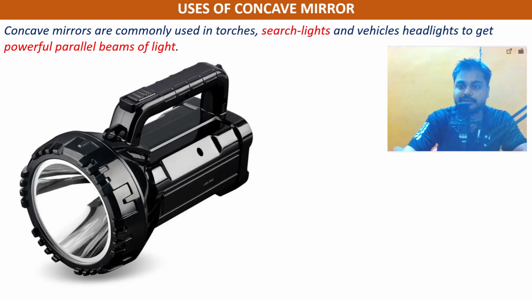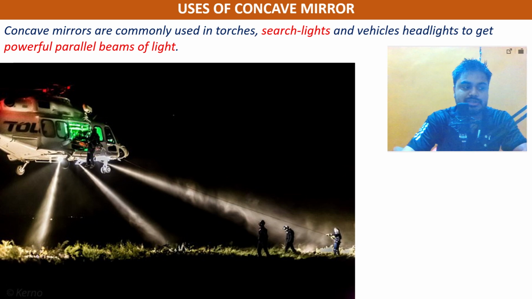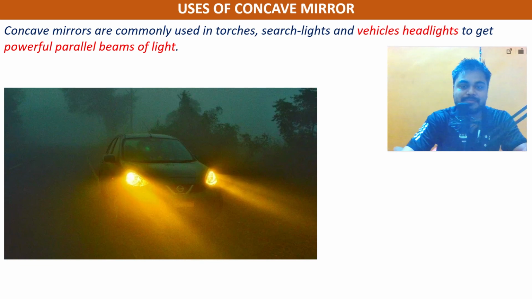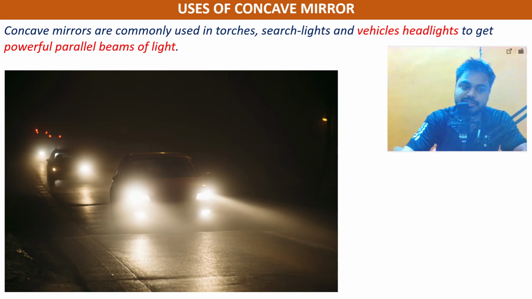Then there is the searchlight. Searchlights are like bigger torches, and we can see one of the searchlights in a helicopter also. This is again a searchlight. And we can clearly see that the person has been found. Even in vehicle headlights the same thing is happening: the bulb is placed at the focus and we get powerful parallel beams of light. So this is the vehicle's headlight.